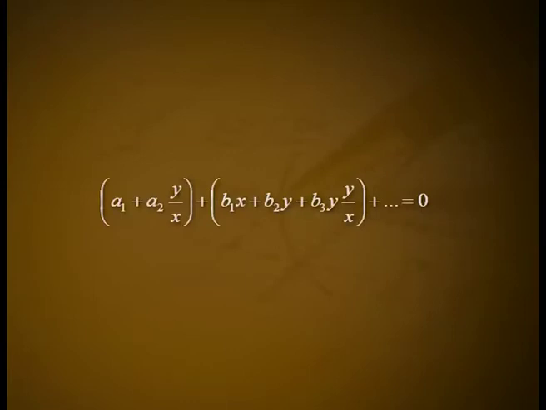Dividing the first equation by x, we obtain a1 + a2(y/x) + b1x + b2y + b3y(y/x) + etc. = 0. Let it be equation number 3. Taking the limit as x tends to 0 and using equation 2, we get from 3: a1 + a2m = 0, that is, a1x̄ + a2ȳ = 0, because ȳ = m x̄. Thus, the equation of the tangent at the origin may be taken as a1x + a2y = 0.